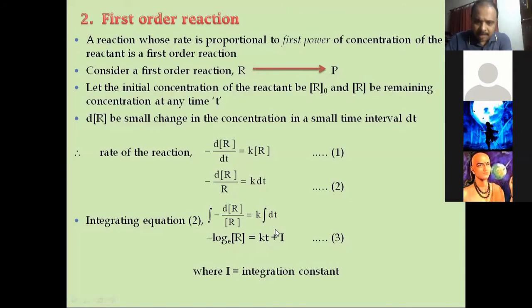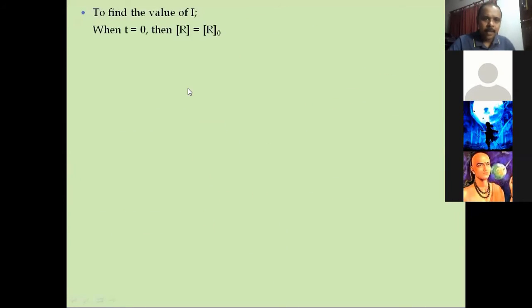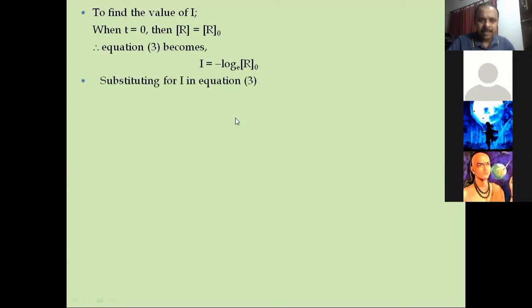So at time t equal to 0, this kt becomes 0, I becomes equal to minus log R naught to base e. That's what we are going to get in the next slide. Equation 3 becomes I is equal to minus log R naught to base e. We'll substitute this value of I into equation 3. So minus log R to base e is equal to kt minus log R naught to base e. Of course, it has to be base e.